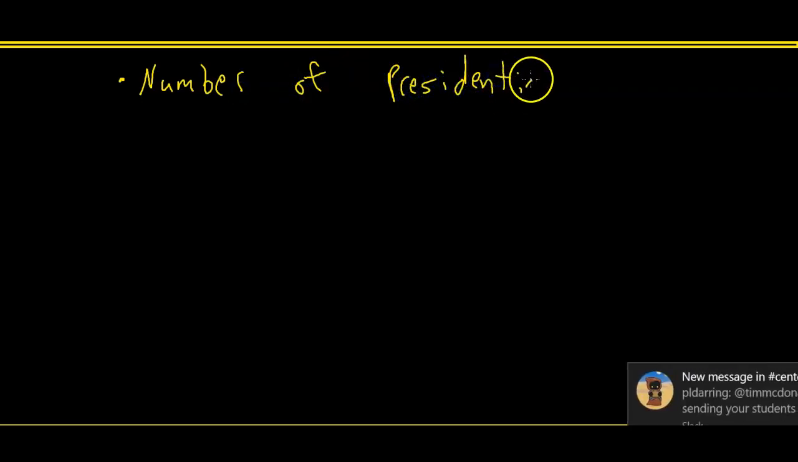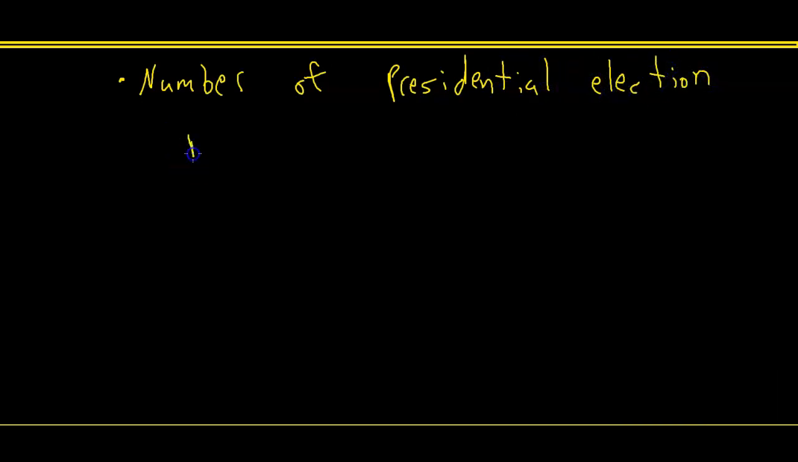Let's take a look at another very simple example. So this is going to be sort of a different kind of example. So functions can also be very, very simple. Let's consider this a function. Let's consider the number of presidential elections per year. We're going to consider the number of presidential elections per year.